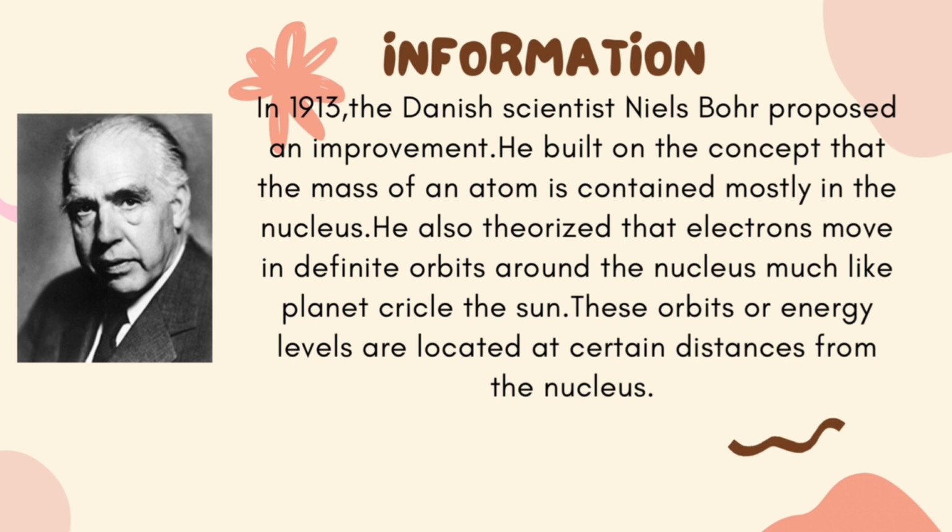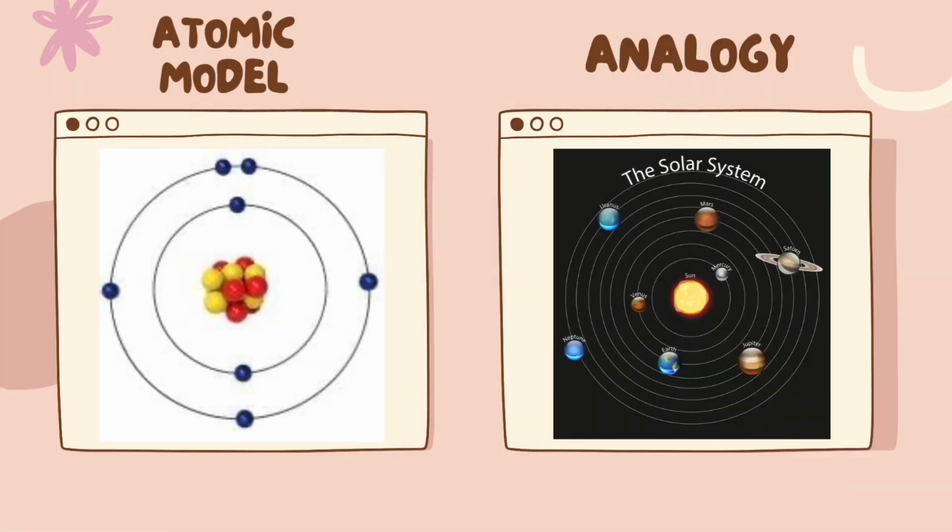Niels Bohr proposed an atomic model similar to the solar system, where electrons are found revolving around the nucleus. Electrons are found in specific energy levels, where they can move from one energy level to another by absorbing and releasing energy. These are the structure of the atomic model and analogy.